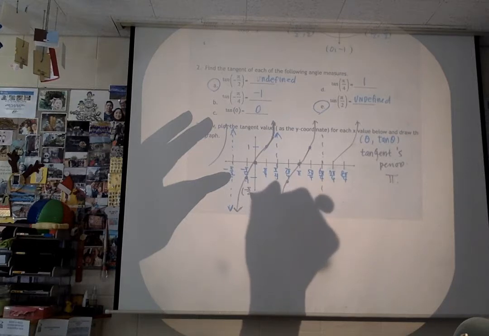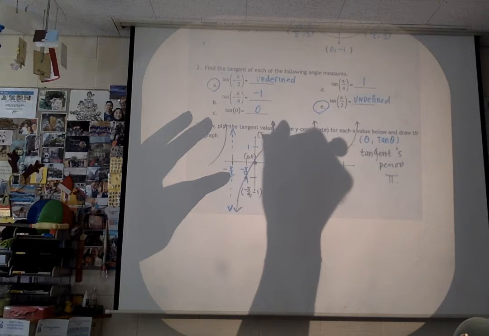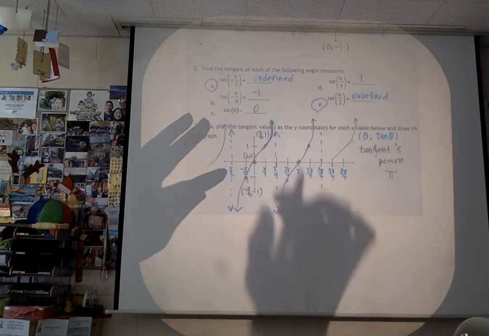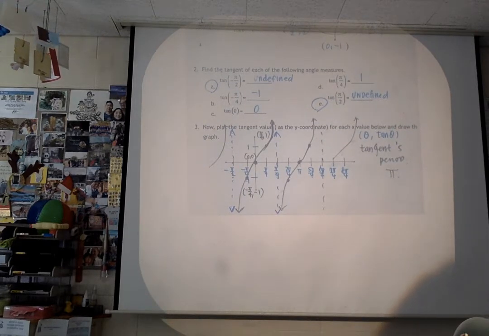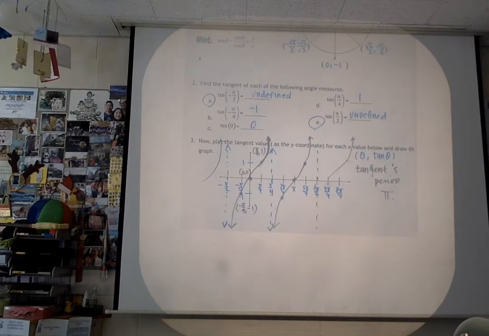This will be negative pi over 4 and negative 1. This will be 0, 0. This will be pi over 4, positive 1, and your asymptotes there. And asymptotes you'll always write for me separately anyways. Okay, we're ready. Let's try this, okay?